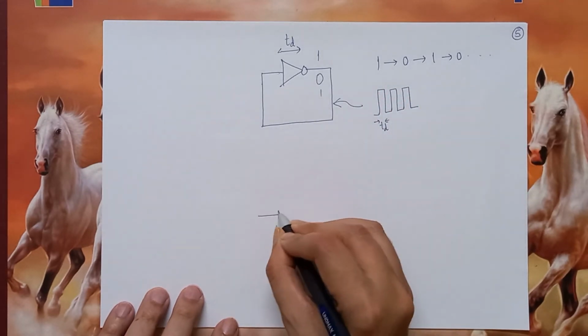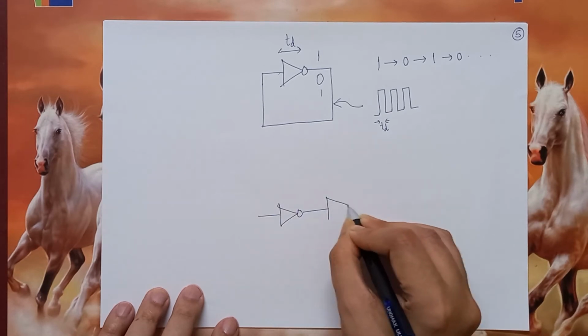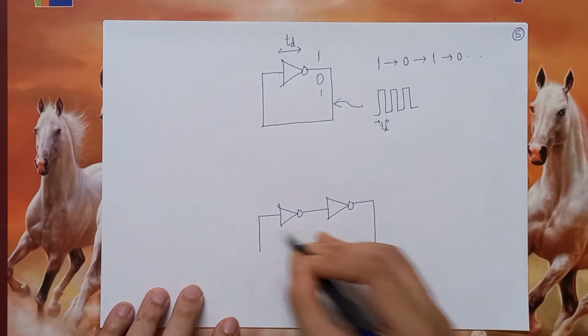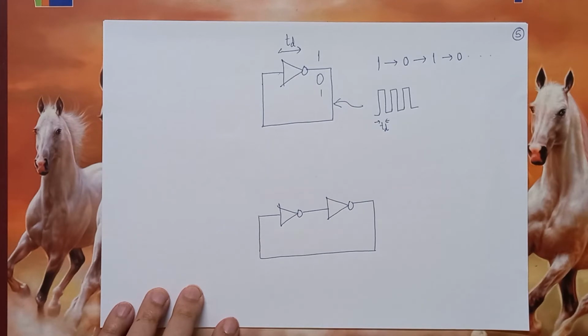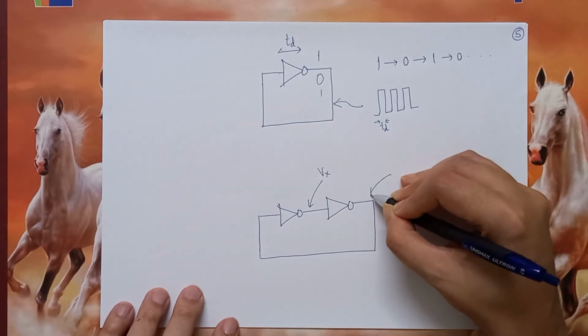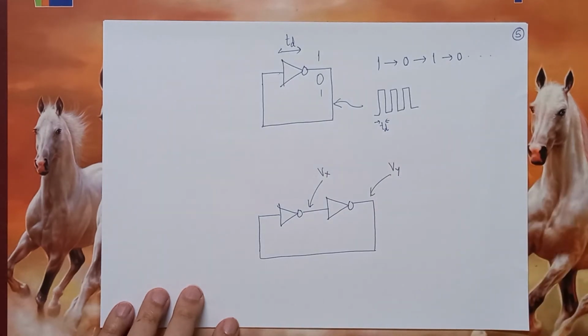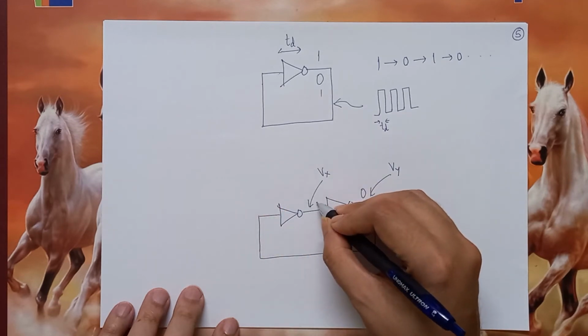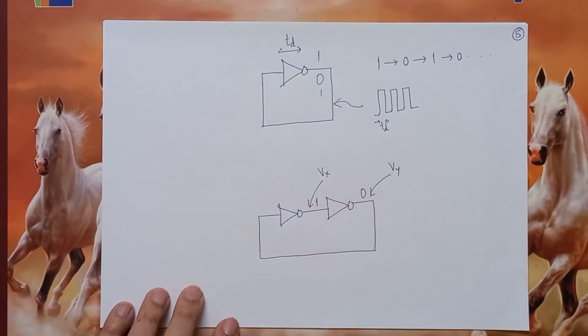So what I can do, I can take one more NOT gate. Now I will feed this output back to the input of the first gate. Okay, so let us say that the voltage over here, we will call it as Vx. Here we will call it as Vy. Now again, because of noise, let us say this Vy is 0. Now in that case, this 0 goes back over here and Vx becomes a 1. And this one stays a 0. Now this is a stable circuit. This does not change.